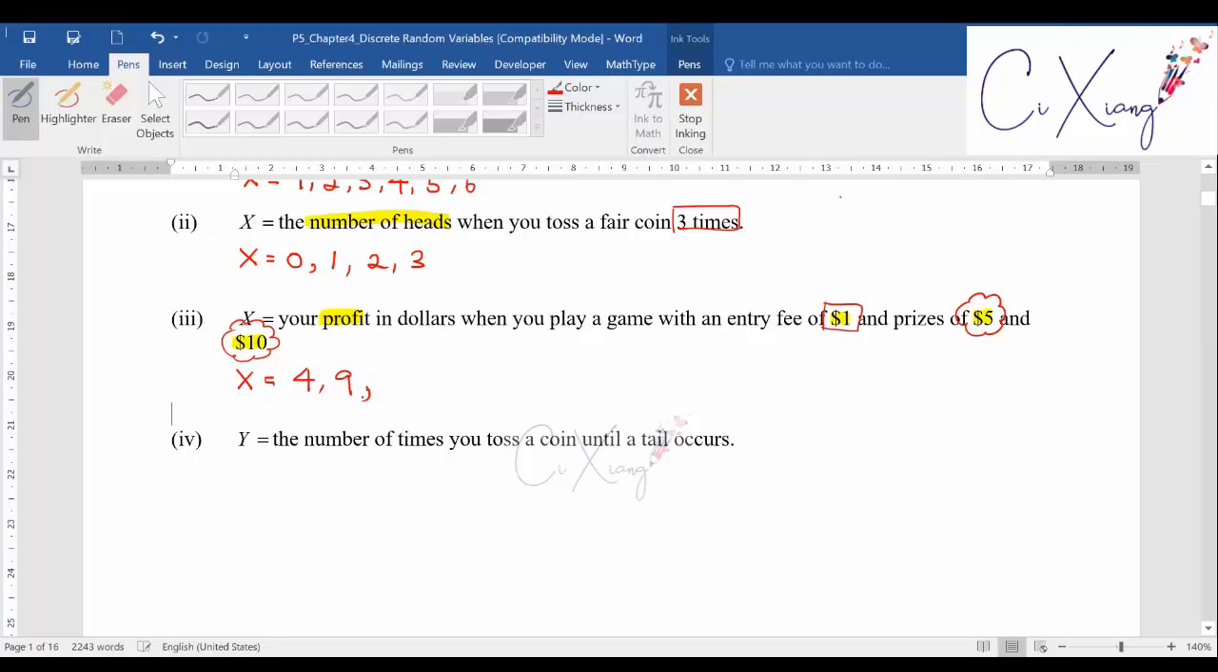But when you are playing a game, it is not guaranteed that you will win the prize, right? Therefore, you also need to consider the case where you didn't win any prize. If you didn't win any prize, it's 0, and then you subtract the cost, which gives -1. The -1 here tells you that you didn't make a profit. You actually lost $1.